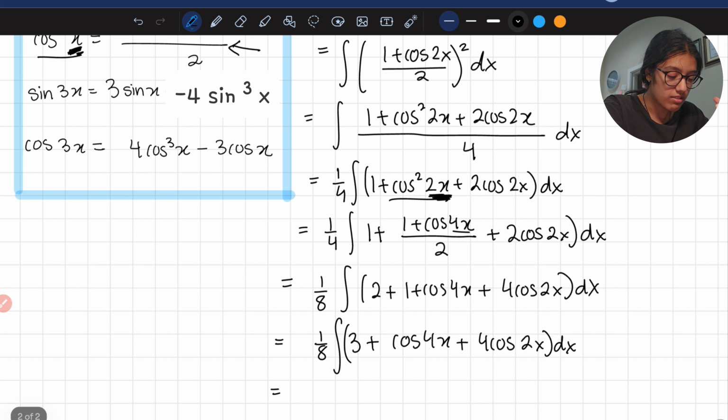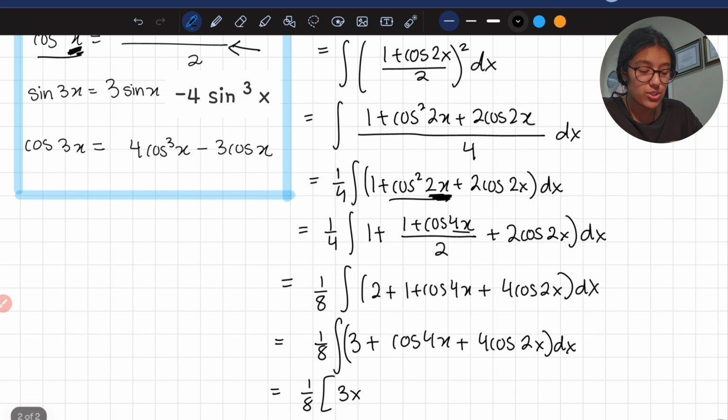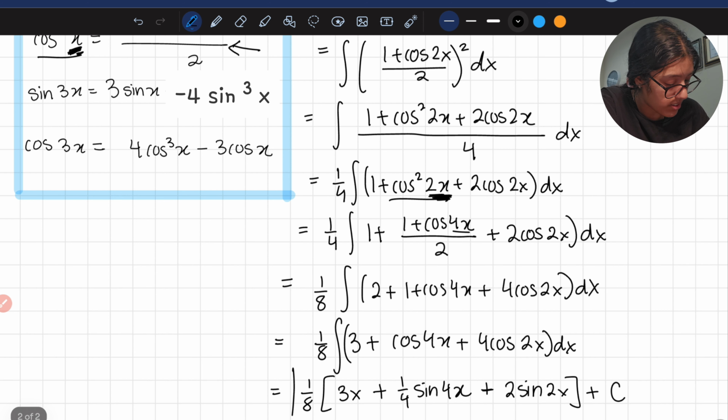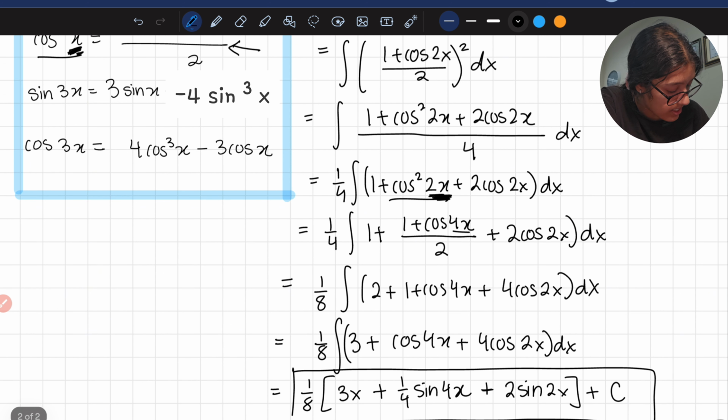Now we can just simplify this. So we have 1/8 3x. And once again, just remembering to use substitution, we're going to have plus 1/4 sine 4x, and plus 2 sine 2x plus c. Can't forget that plus c. And that is our answer.